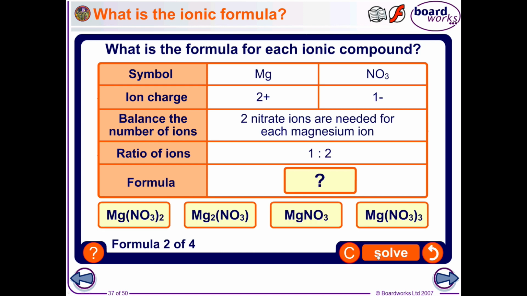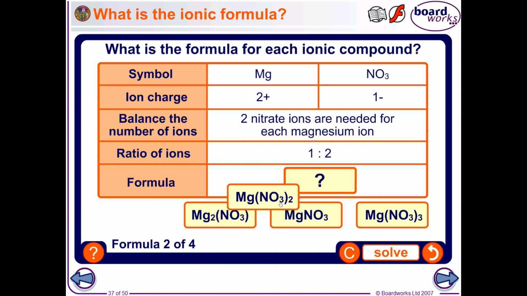Right, our next example is magnesium nitrate. Now, magnesium's a 2+ and nitrate's -1, so I'm going to need 2 nitrates to balance up my magnesium. And I can't just put a number 2 after the nitrate. I've got to put the nitrate in brackets because it's a compound ion. So the formula is going to be Mg open bracket NO3 close bracket with a 2.